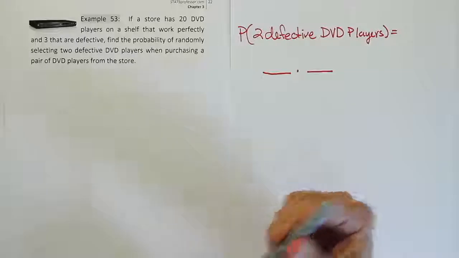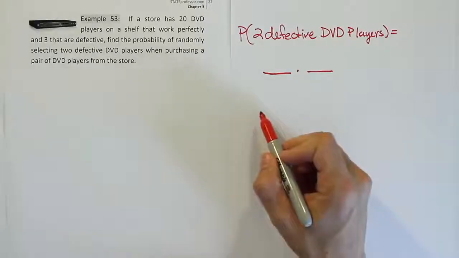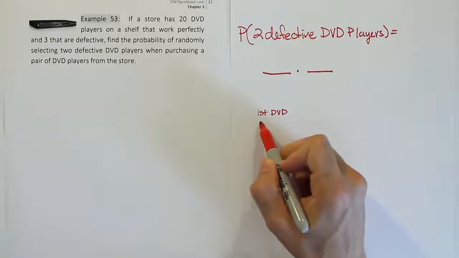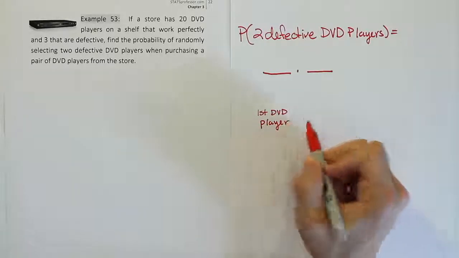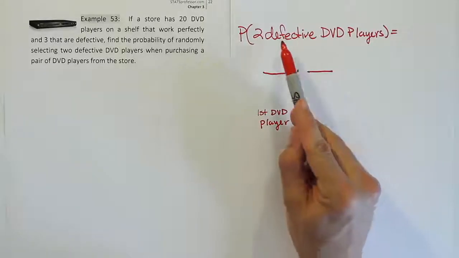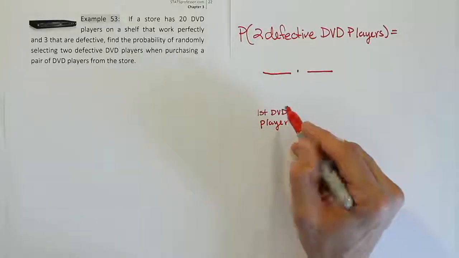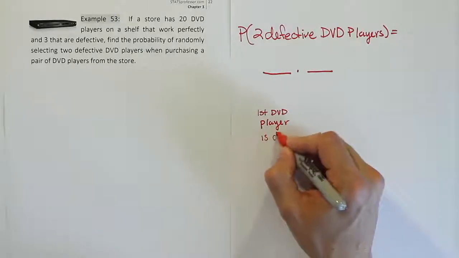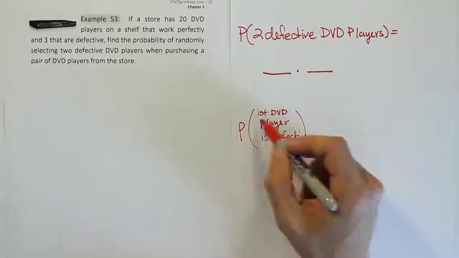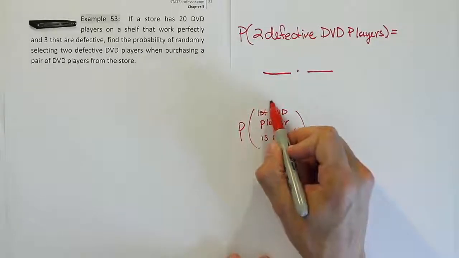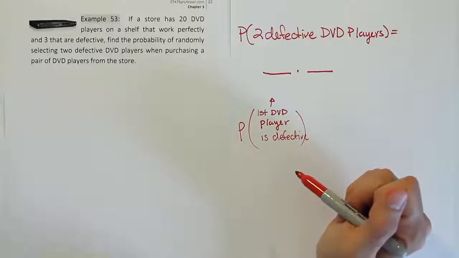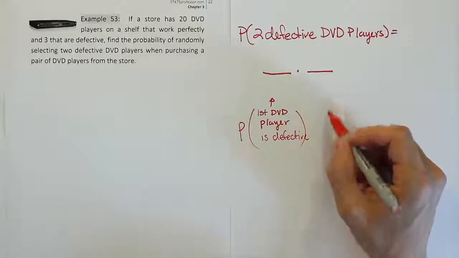So what I'm going to do is say, okay, well, what does this first space represent? Well, I would say that's my first DVD player, right? The first one I take. First DVD player. That's the first one I select and put into my cart. And how do I want it to turn out in this problem? Well, I'm looking for the probability they're both defective, right? So first DVD player is defective. Okay, so that's my first probability. The probability the first player is defective. So then the question is, what is that probability? What's the probability the first player is defective? Well, we'll figure that out in a moment. What is this one going to be?